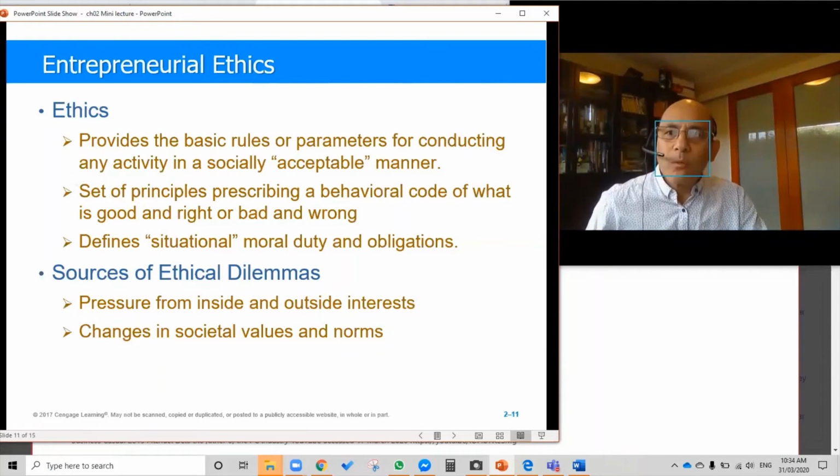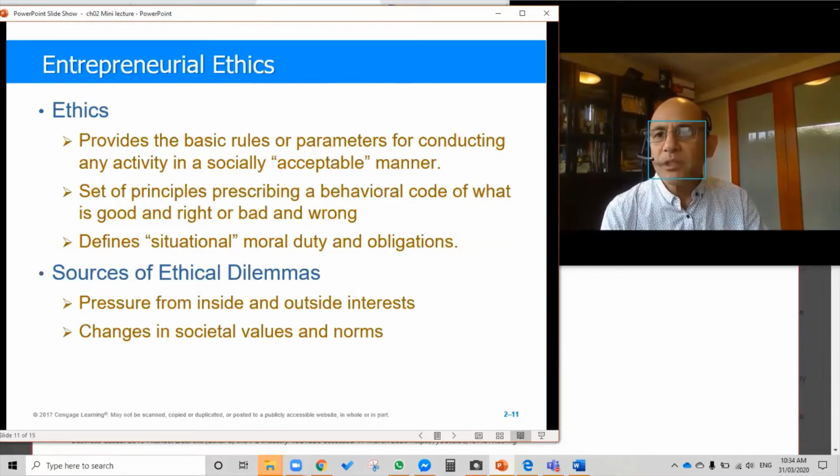Okay, we'll talk about ethics now, entrepreneurial ethics. And again, it's just like ethics in normal business, and I'm sure many of you have taken a business, society and ethics course within the college or somewhere else. Ethics are really the basic rules or parameters for conducting any activity in a socially acceptable manner. So in other words, what society believes is an acceptable practice usually guides ethics in business as well.